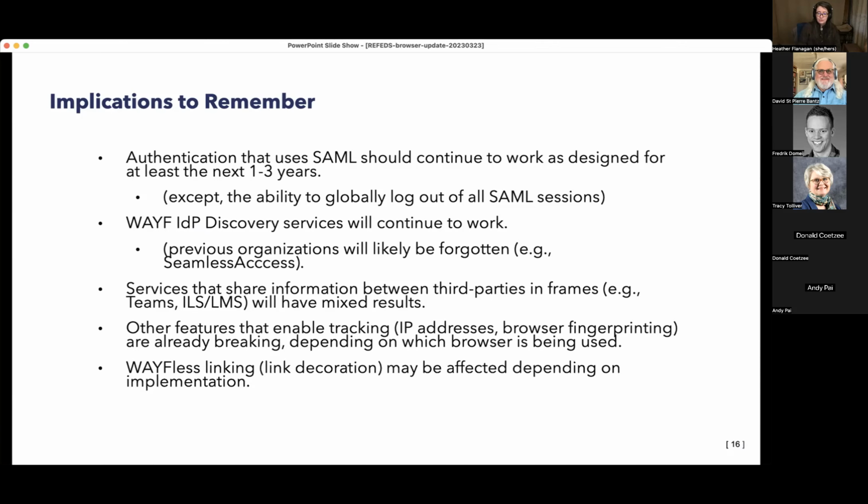Waveless linking, which is another popular thing in libraries in particular and depends heavily on link decoration, may be affected depending on how it's implemented, which is a very squishy way of saying, don't be surprised if that starts to not work as expected. And if this is something that you use, talk to your vendors because they will need to help you.